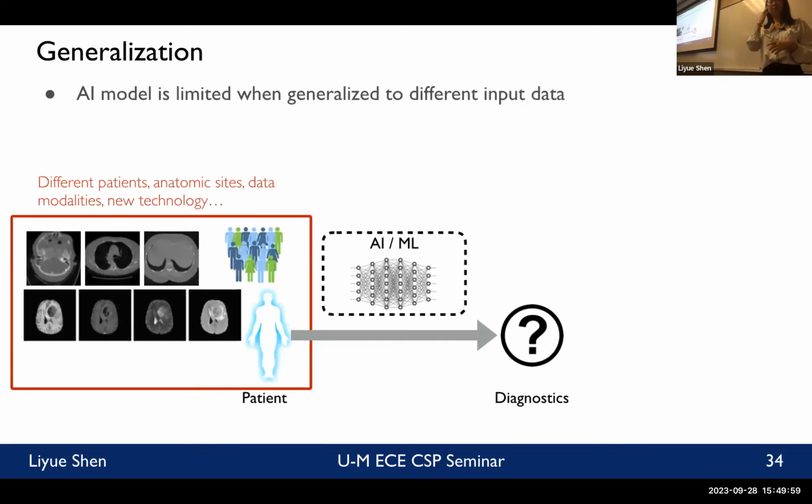Beyond this, we know that in medical data, there is a lot of heterogeneity, including different modalities, different organs, and different contrasts. So how can we make the AI model generalize to different input data sources or different settings? This is also something we need to care about when we use AI-based models.